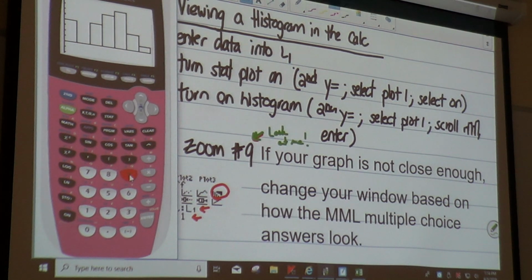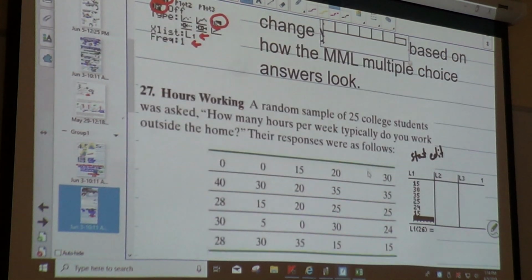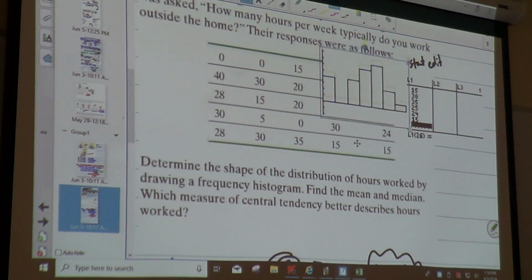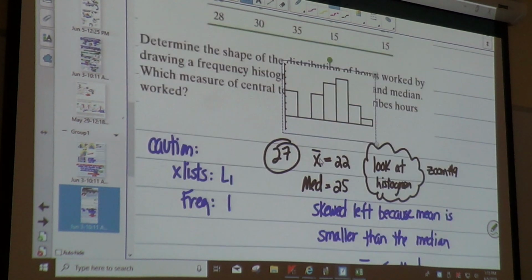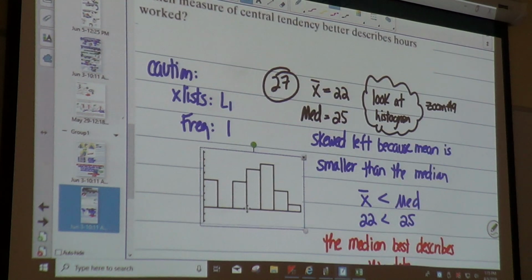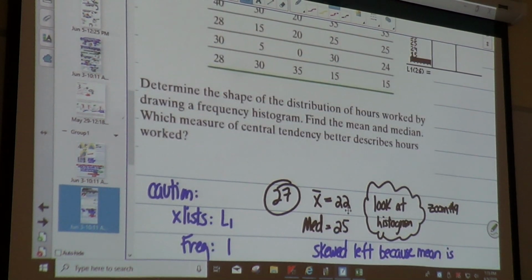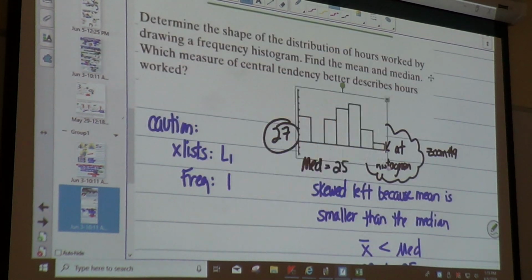So we just turned all 25 of those points into a graph. Now, here's the problem though. Sometimes our graph doesn't look like the multiple choice graph in my math lab. So we've got to know how to manipulate our graph. Let me finish this one though and then we'll talk about it. It says, determine the shape of the distribution. So let's talk about this shape.